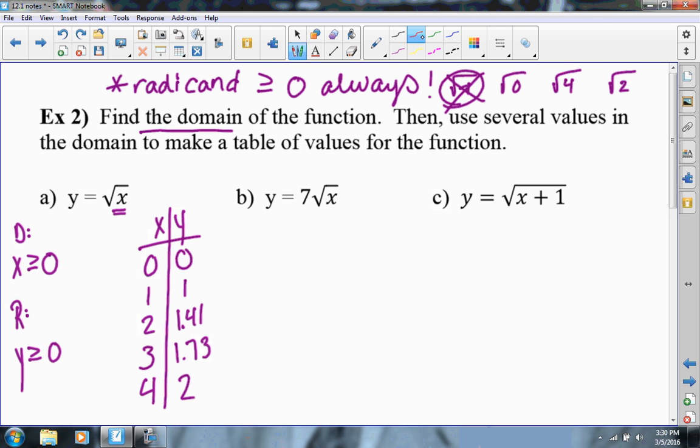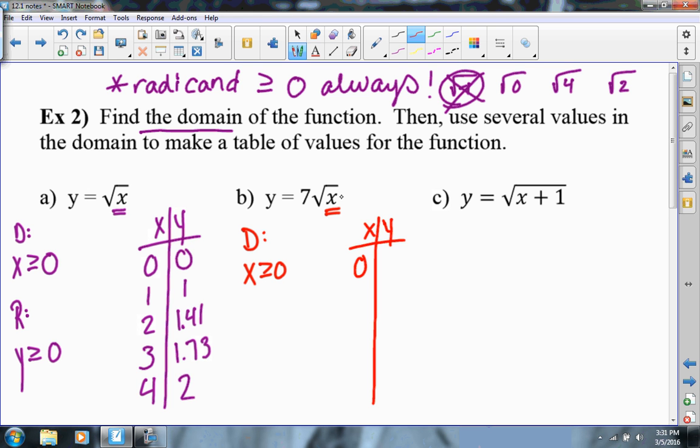So again, for part B, the first thing I'm going to do is find my domain. To do that, I have to set the radicand greater than or equal to 0. Here I have y equals 7 times the square root of x. This x is the only thing that's inside my radical, so I'm going to set it greater than or equal to 0. So again, like part A, I'm going to start my table of values with 0.